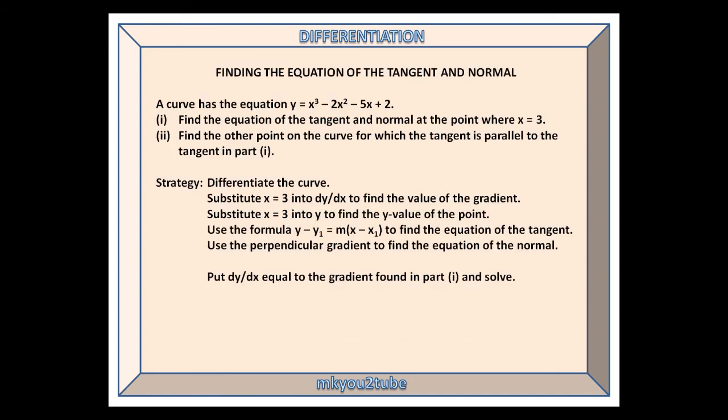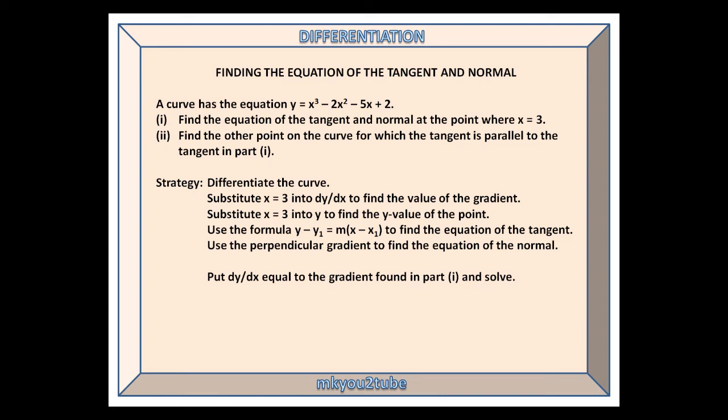Now for an example on finding the equation of the tangent and normal. A curve has the equation y equals x cubed minus 2x squared minus 5x plus 2. Firstly, find the equation of the tangent and normal at the point where x equals 3, and then find the other point on the curve for which the tangent is parallel to the tangent in part 1.